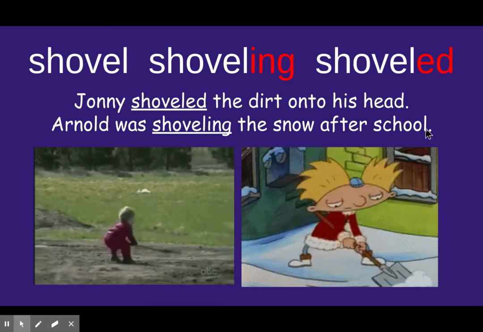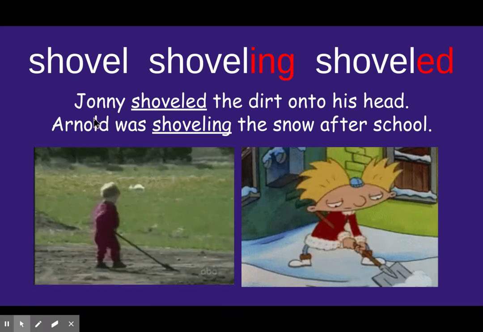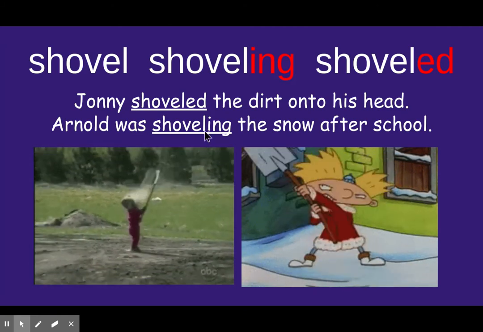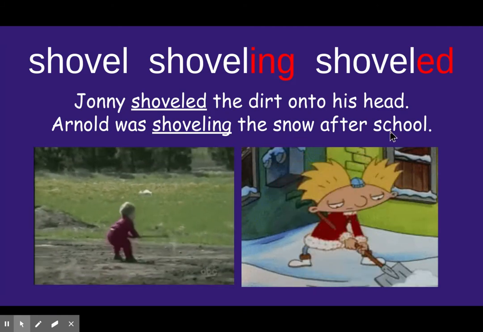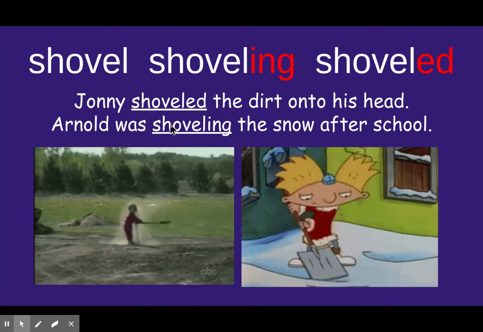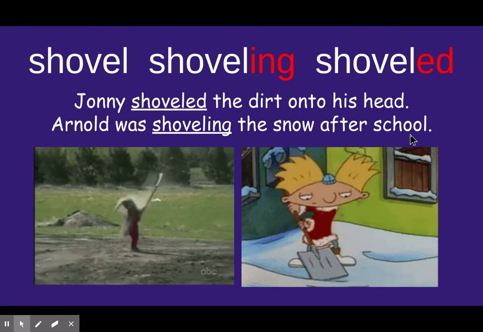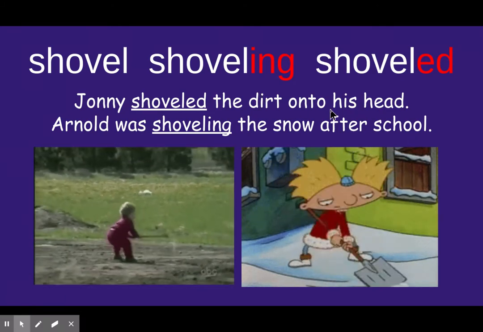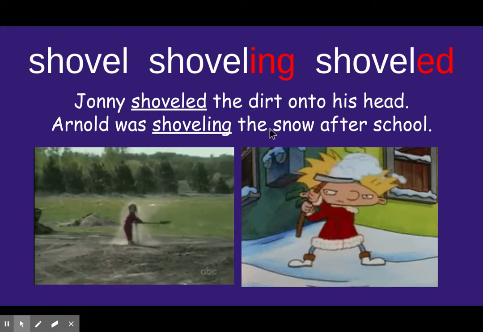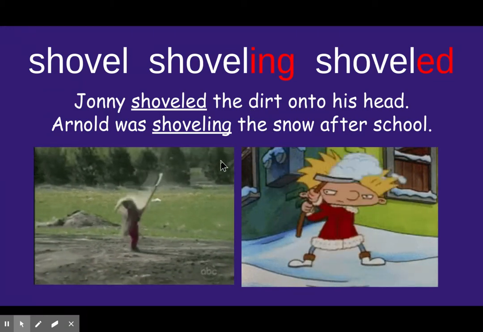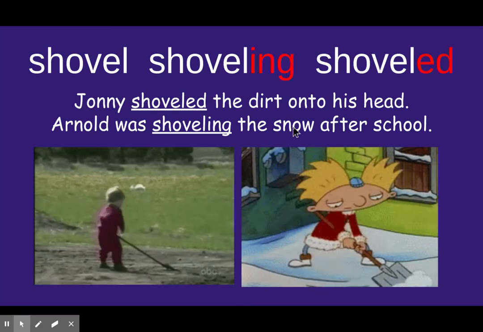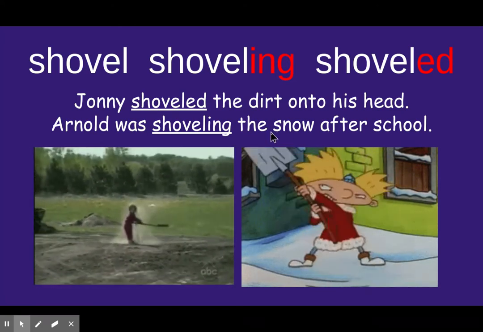Arnold was shoveling the snow after school. Who's our subject? Arnold. What was he doing? Was shoveling. What was he shoveling? The snow. And he was doing it when? After school. And remember, your predicate starts with your verb and goes all the way in. Now, I don't see any adjectives really a lot in here. So I could maybe put one right here. I could maybe put one like Arnold was shoveling the difficult snow after school. We'd have to look up some and see if we could put one right there.